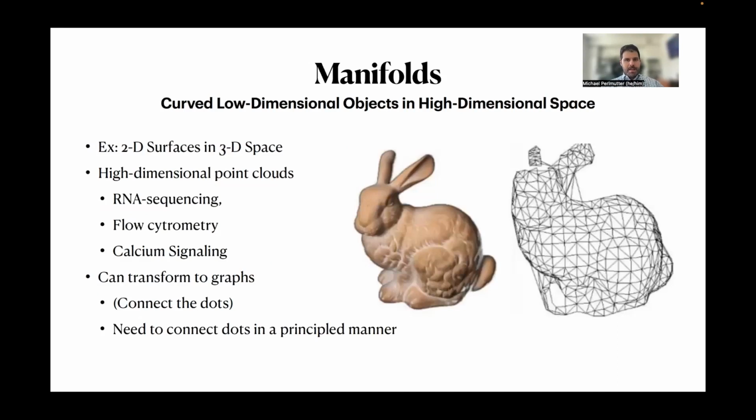The other main object I study is a manifold, which is a low-dimensional object in a high-dimensional space. Here I've shown you a bunny, which is meant to be a two-dimensional surface in three-dimensional space. But what's also interesting is high-dimensional data sets with underlying low-dimensional structure. In particular, a lot of high-dimensional data sets, and here by dimension, I mean the number of pieces of information you have about each object of interest, have a very high apparent dimension, but there's a lower, simpler structure underneath. We're trying to design algorithms that exploit this hidden low-dimensional structure, often by transforming the data into a graph by playing connect the dots in a principled manner.